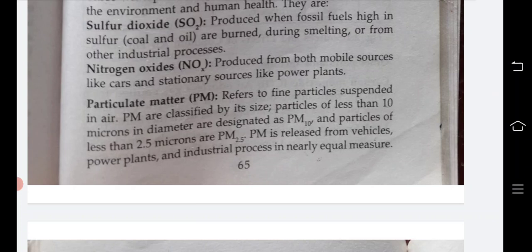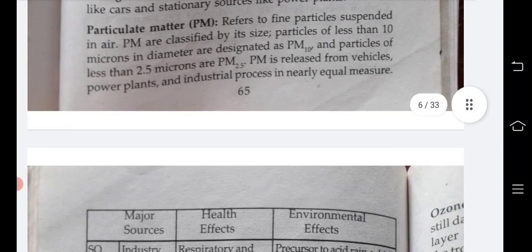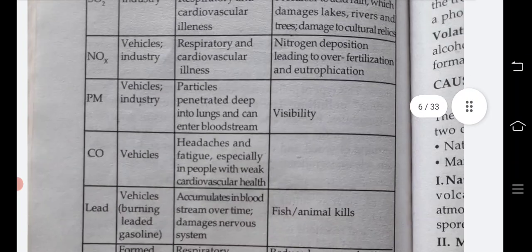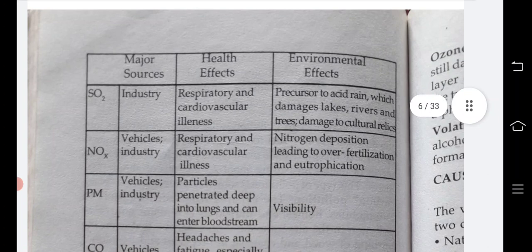Particulate matters refers to fine particles suspended in air. Small particles which are suspended in air. Classified by its size, particles of less than 10 microns in diameter are designated as PM10 and particles of less than 2.5 microns are PM2.5. PM is released from vehicles, power plants and industrial process in nearly equal measures. Now in this table we have the major sources of the pollutants, the health effects and the environmental effects. The 3 columns are there.